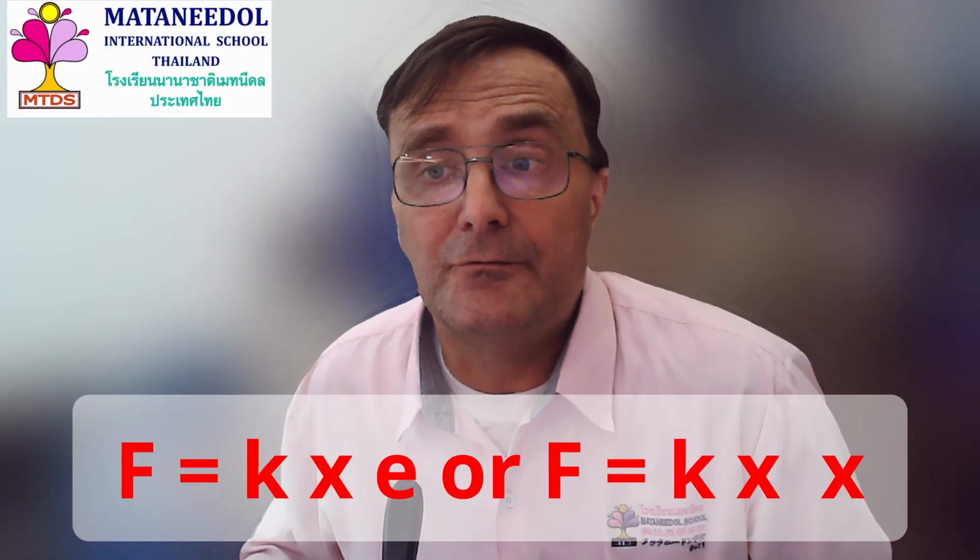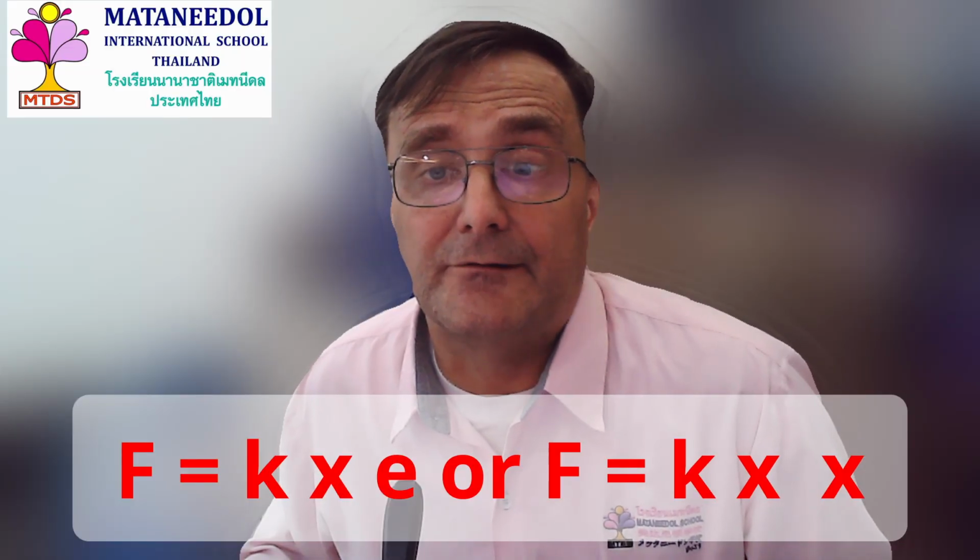If you pull it too far, it will not return to its original shape. It becomes permanently stretched or deformed. The point where the straight relationship stops working is called the limit of proportionality.